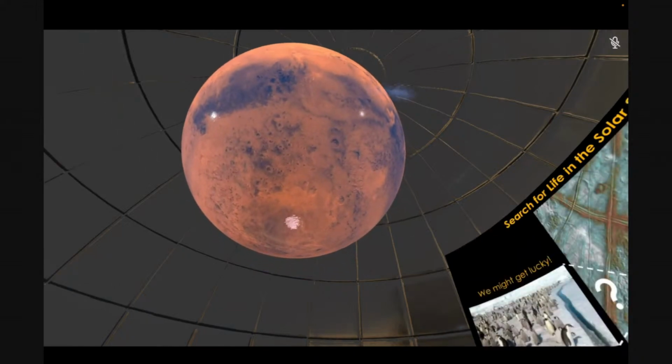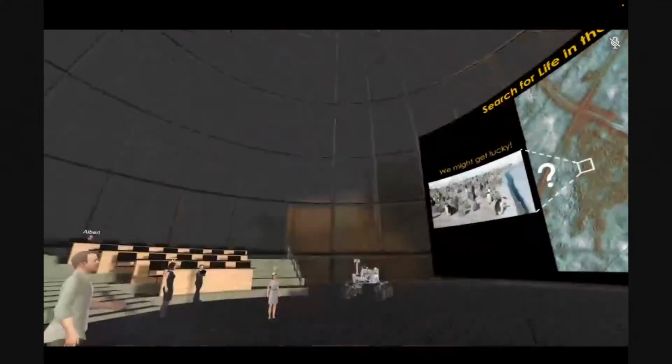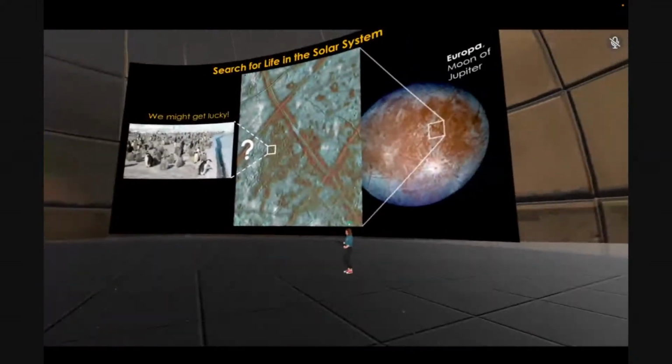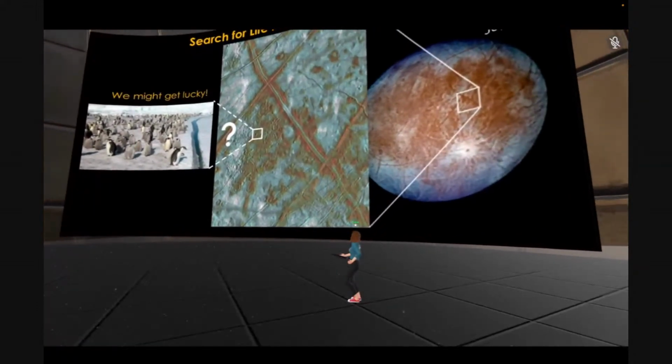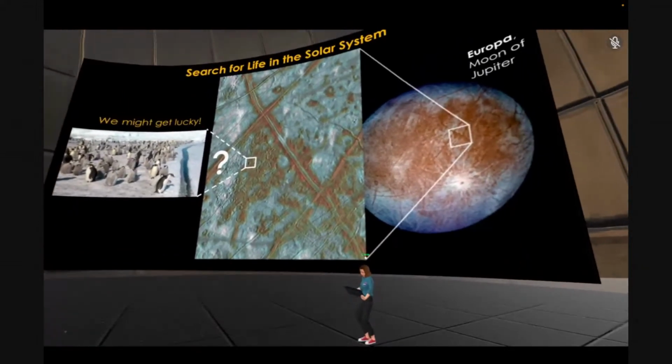And so one of the places where the search for life in our own solar system will take place is on Europa, which is a moon of Jupiter. And so this moon is ice covered. This little zoom in here is just showing what the surface ice looks like. It's a really dynamic environment with lots of scars and rifts on it.